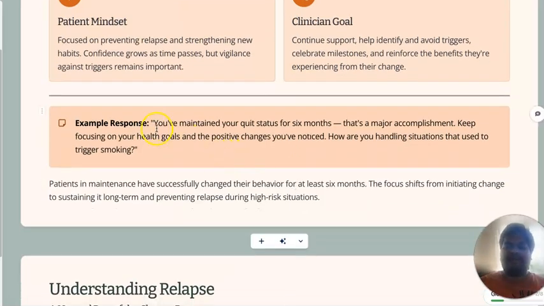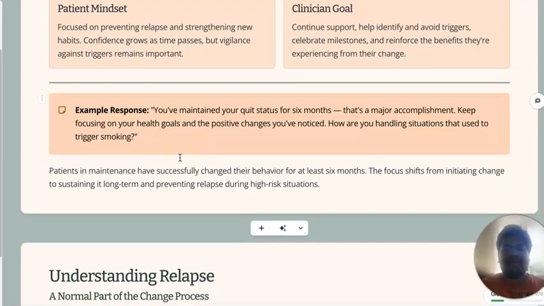Yes. Here is an example response that I have written. You have maintained your quit status for 6 months. That is a major accomplishment. Keep focusing on your health and the positive changes you have noticed. How are you handling situations that are likely to trigger smoking? So this is, again, an example of how you, as a clinician, can phrase your words to the patient.